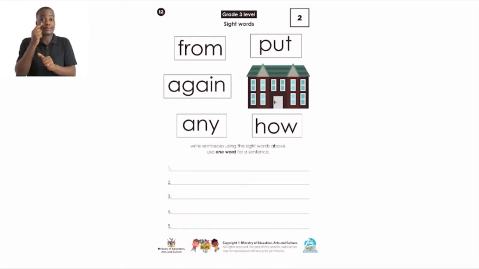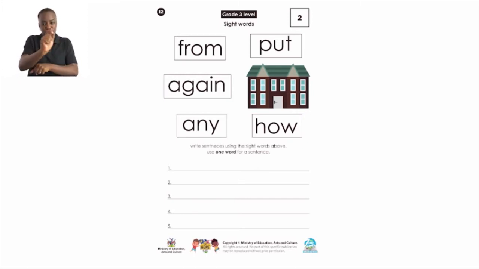Remember, these are the words that we're not going to sound out, but remember by seeing them. And we have 5 of them here. We have from, put, again, any, and how. And it looks like the house is trying to give us a clue on how to make our sentences.